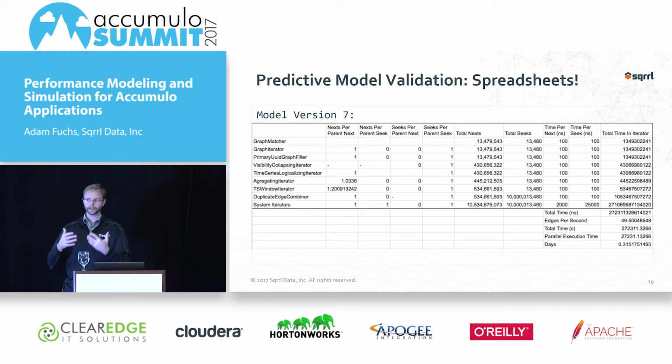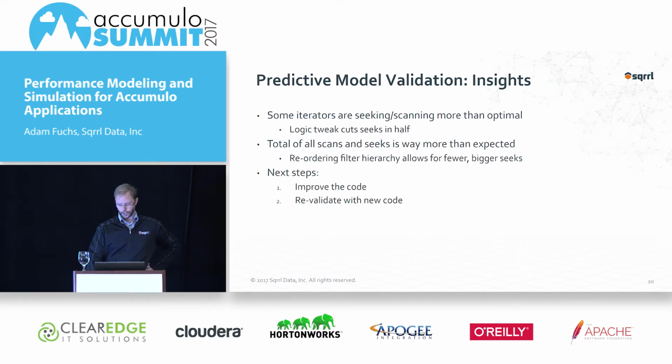And this is where you start to get insight into how to really optimize your code. So we said, for all these seeks that we're doing, maybe we don't need to do all the next calls. Maybe we just seek instead of doing that. Or instead of doing these seeks, maybe we can seek a little bit further and maybe push down a filter. So you get insights like that. Some iterators are going to seek or scan more than optimal. Changing the logic of the iterators or changing the order of those iterators can make a very significant difference in that.